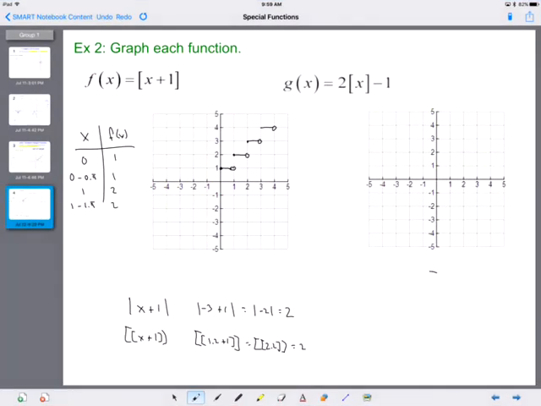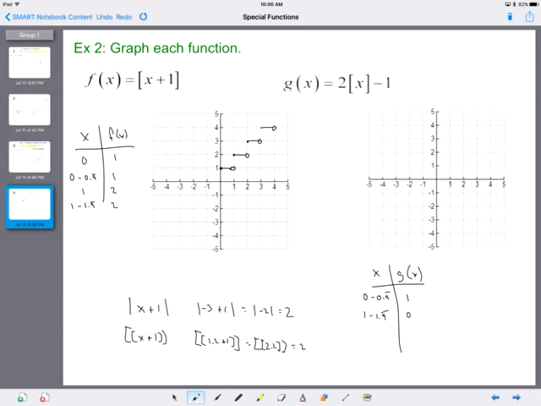Alright, and then the last one, you got 2 times the greatest integer of x minus 1. So once again, we can just do a T-chart and plug in 0, and it's going to give you 0 back. So from 0 to 0.9 repeating, when you plug that in, it's going to be 2 times 0 minus 1. And this one is, you are taking the greatest integer right away. So anything from 1 to 1.9 repeating, the greatest integer of anything between 1 and 1.9 is 1.